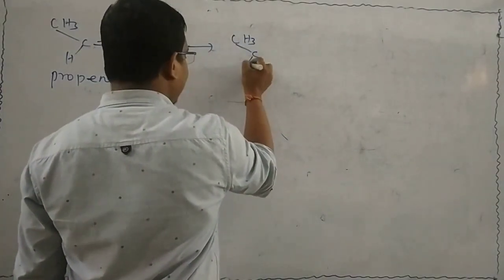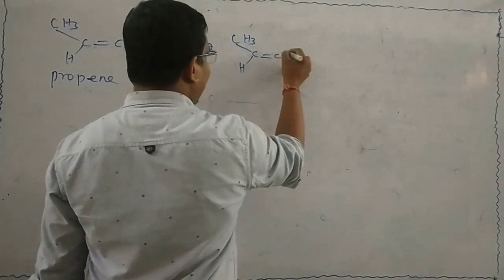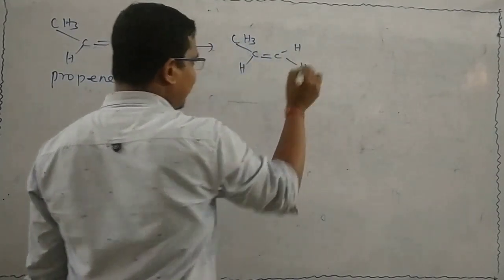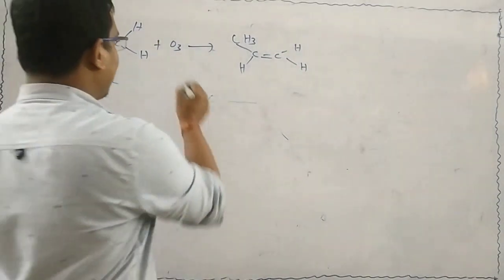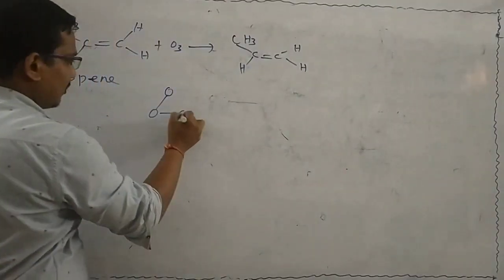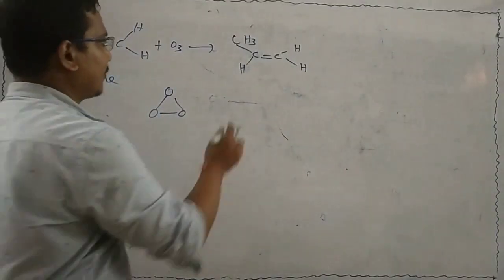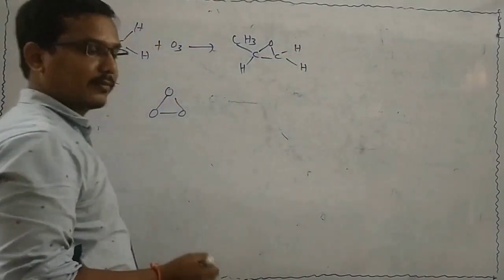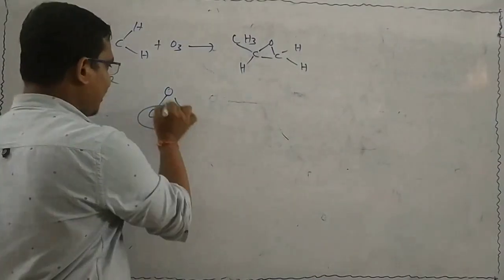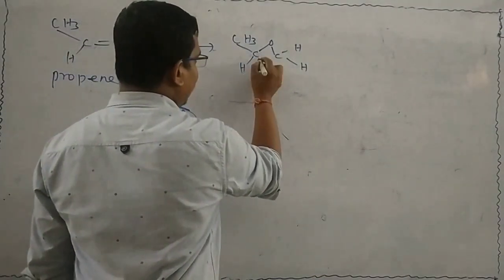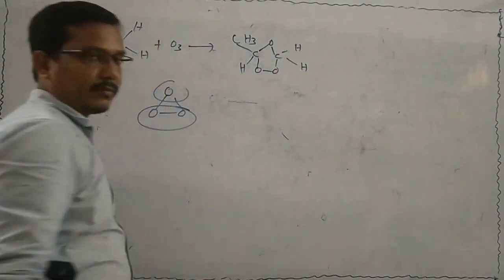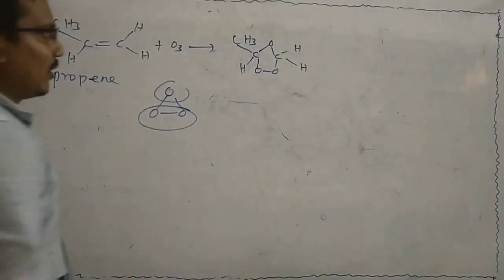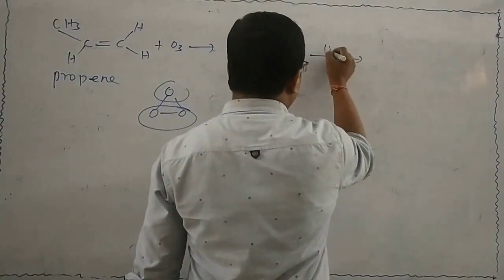Apply the same trick which was already done for the symmetrical alkene. This is your reactant. Break the ozone, this is the structure of the ozone molecule. Break this bond and join this. The rest again is the second part, that is your O bond. This is the ozonide product. Now it is subjected to reaction with water and zinc.